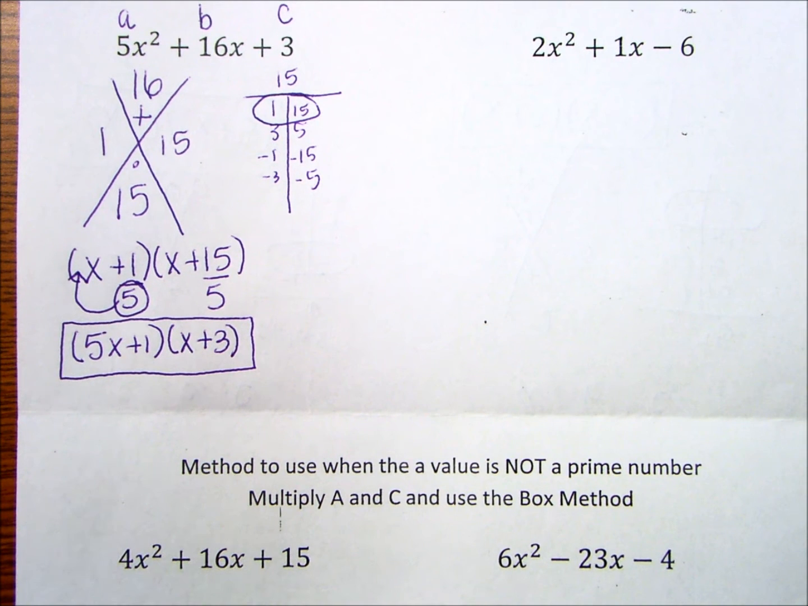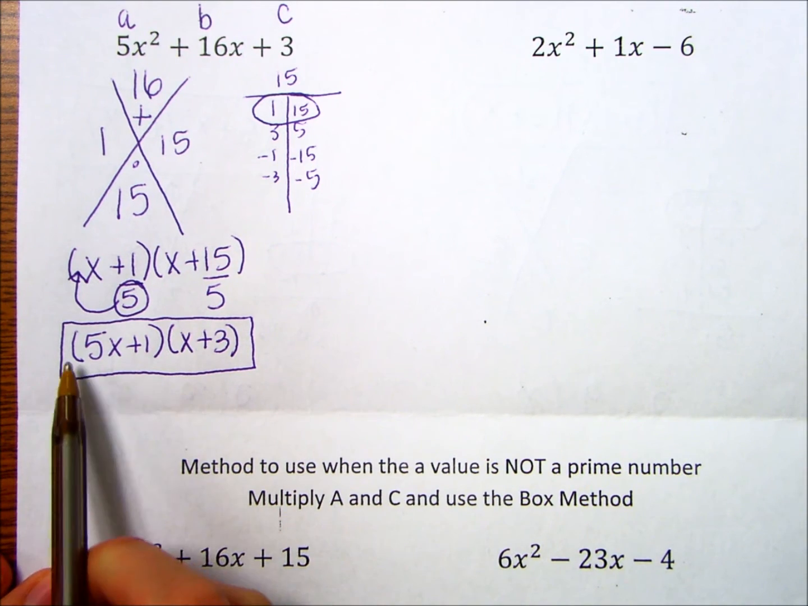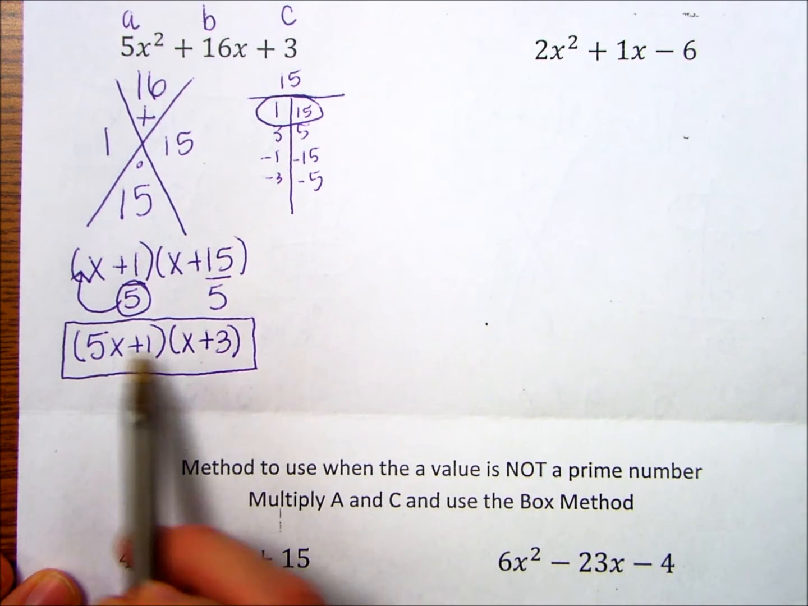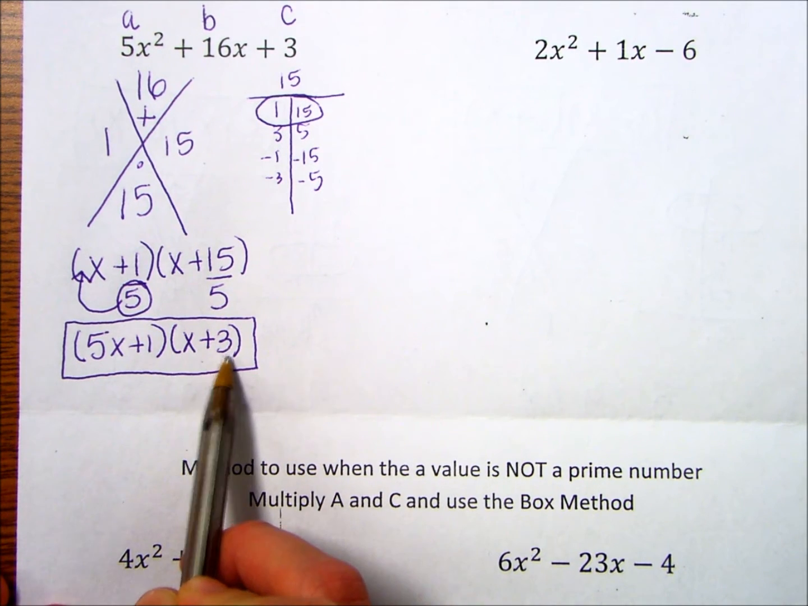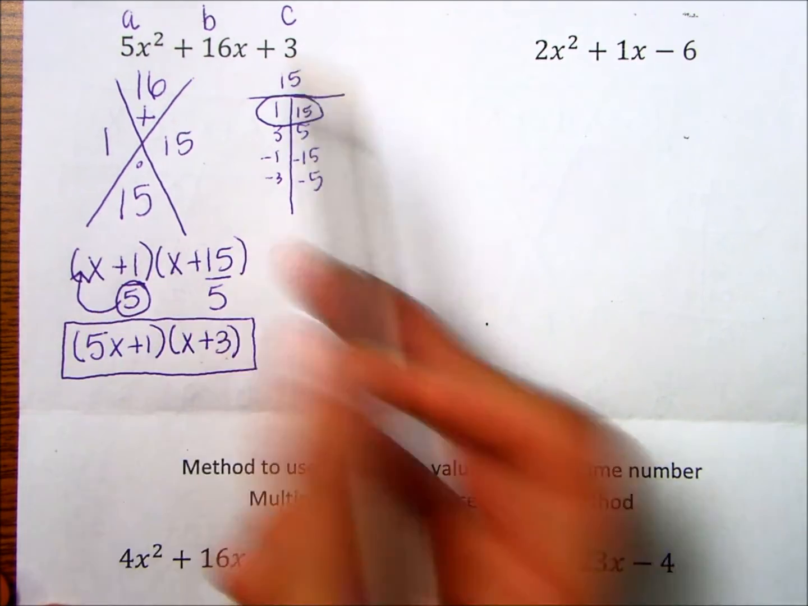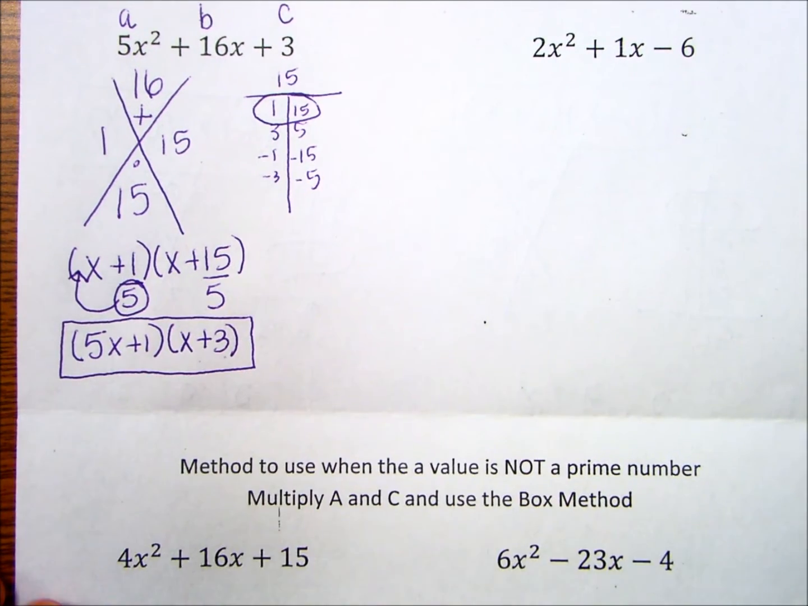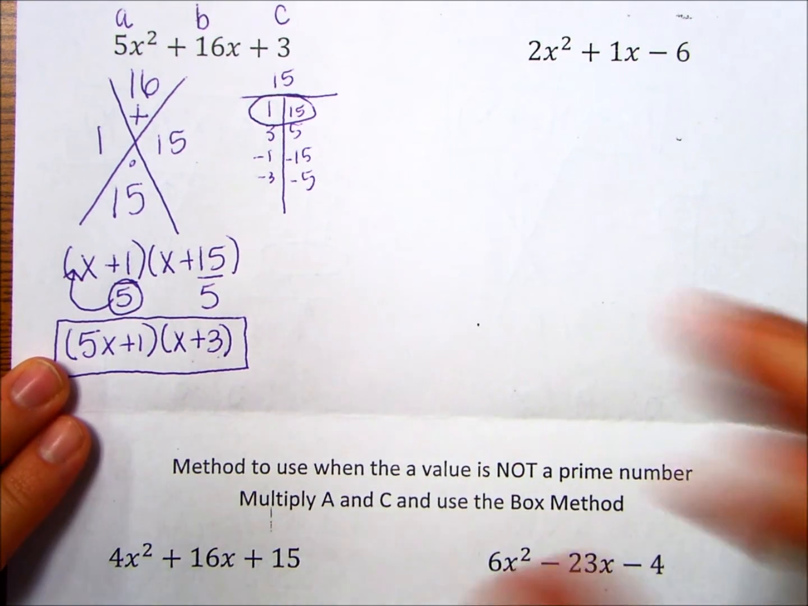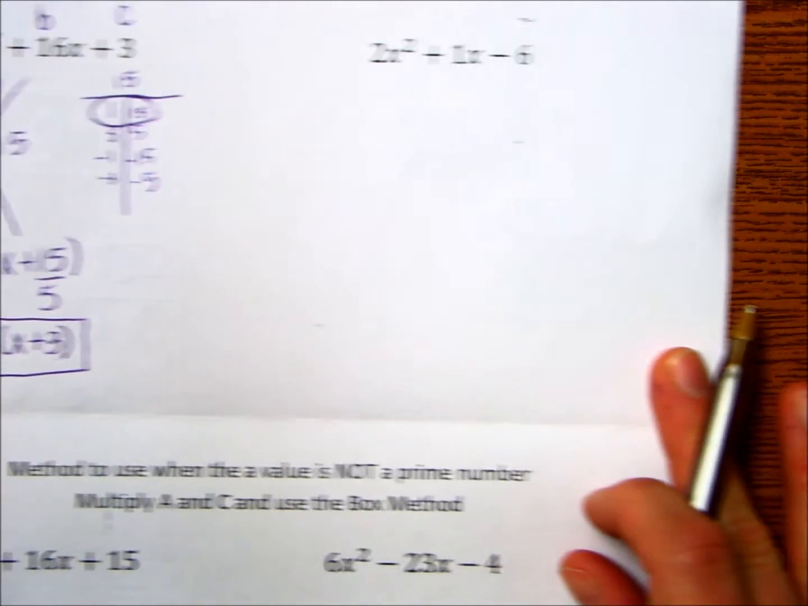Remember, you can always use the box method or FOIL to multiply it back out. 5x plus x will give me 5x squared. 5x times 3 would give me 15, plus 1 times x would give me 1x, or 16x, and 1 times 3 would give me 3. So instead of using a guess and check, I like to use the x and t method. So I'll show you it again with all three of these problems.